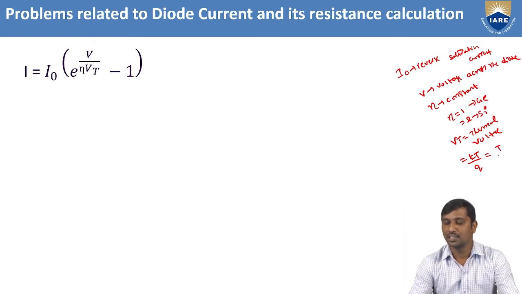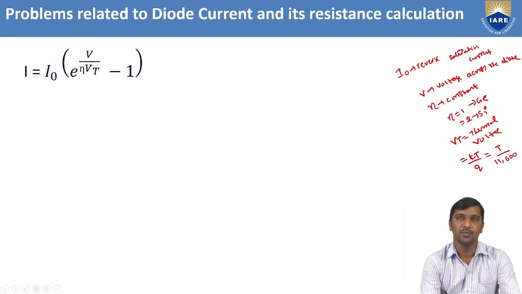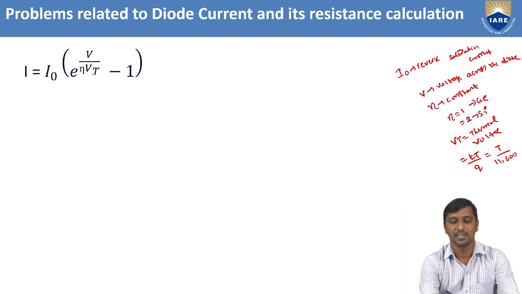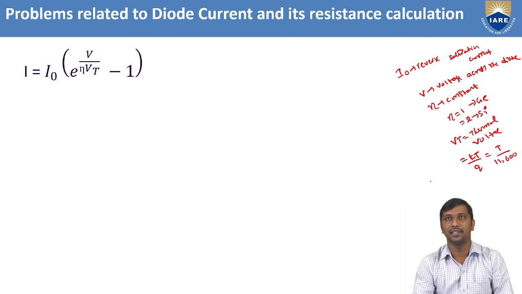Substituting the Boltzmann constant and the charge of an electron, it shows that Vt is T by 11,600. If you observe our problem statement, they mention the reverse saturation current I naught, V is also mentioned, eta is also mentioned, and the only unknown parameter is Vt. So to determine this I, first we need to calculate the thermal voltage based on your given temperature. What is the formula for thermal voltage here? Vt is equal to kT by Q, or T by 11,600.